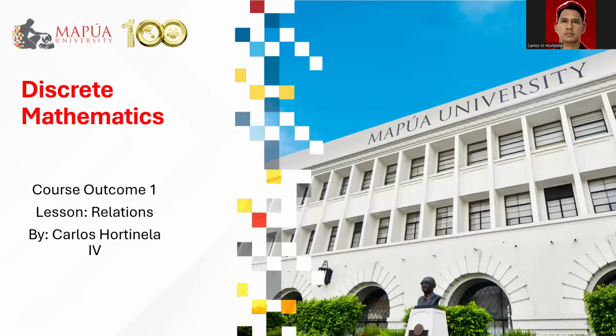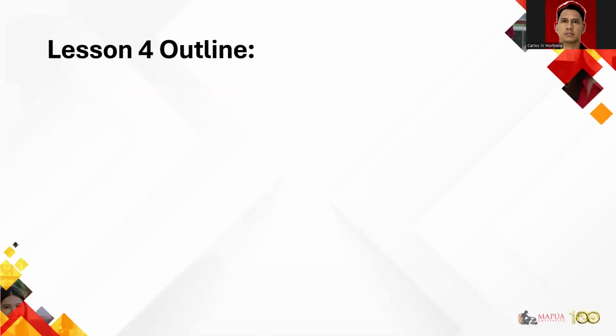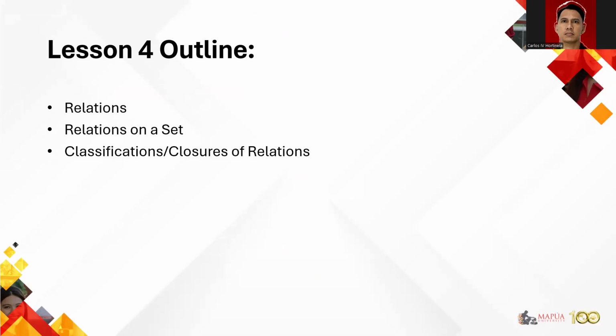So for this meeting, we'll be covering relations. The outline for this lesson covers the basic definition involving relations on a set of numbers, different classifications, or what the book refers to as closures of your relations, different operations involving your relations, and special relations.